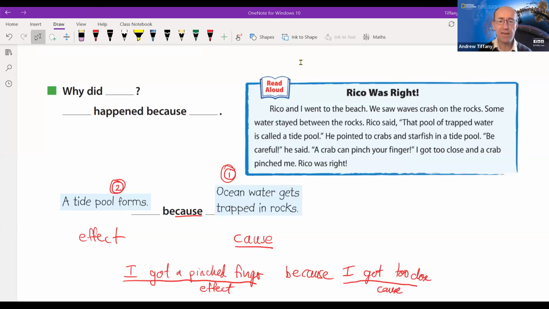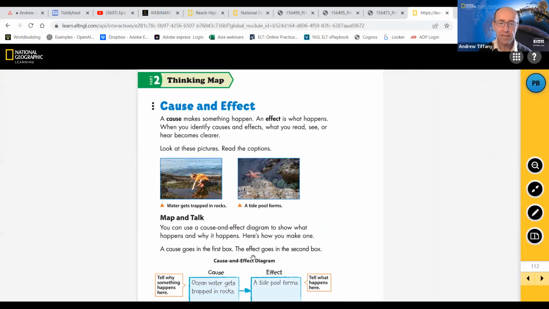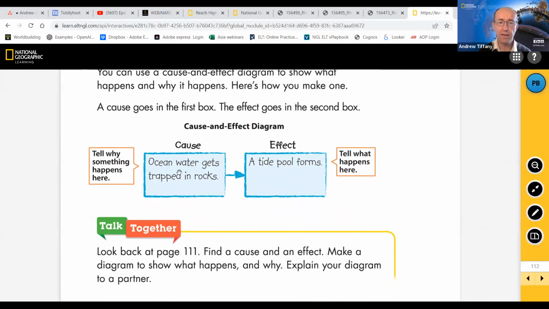Okay, so now that we understand that idea, what we're going to do is we're going to jump back to here, cause and effect. I think we've got it now. So here we've got a cause and effect diagram. Ocean water gets trapped in the rocks means a tide pool forms. Now, in the way that I think it was Han Hao said before, ocean water gets trapped in the rocks, so a tide pool forms, right? But remember today I want to do the because structure, so I'm turning it around. A tide pool forms because ocean water gets trapped in the rocks, okay? But the diagram helps us understand the order and also what links, what joins with an arrow, okay?